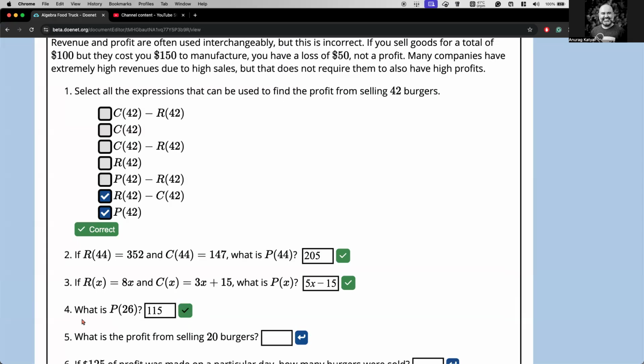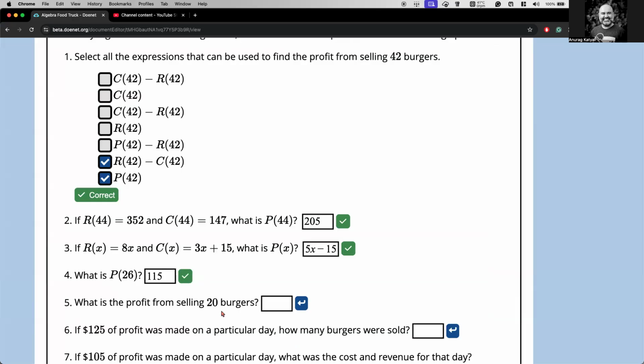Hooray. What is the profit from selling 20 burgers? What should we do? No, because P of X represents dollars. P of X is the profit. Is this the profit or is this burgers? So you're not plugging in 20 for P of X. What are we doing?